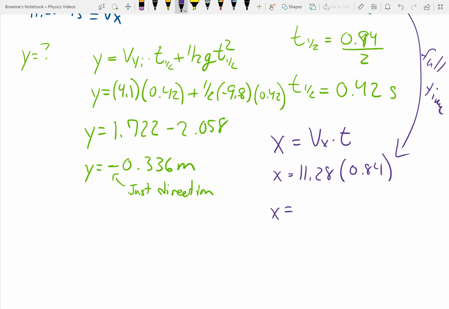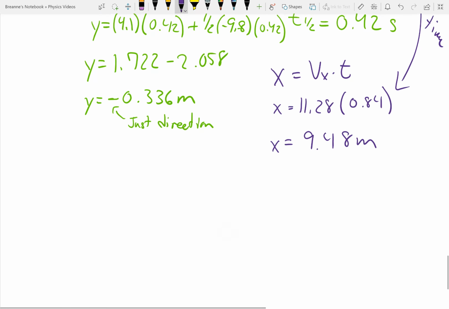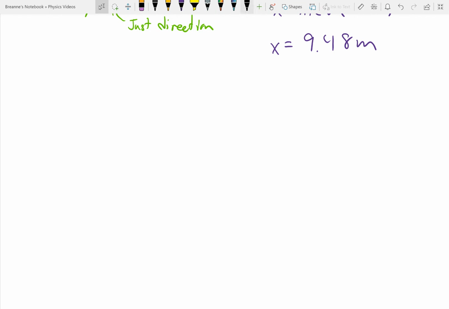And you plug that in. So 11.28 times 0.84, and your distance is that in the x direction. So that's just all the little things that can happen at a projectile at an angle.